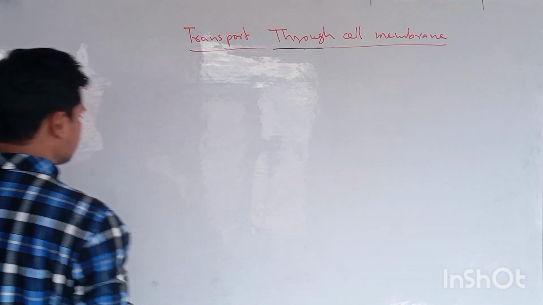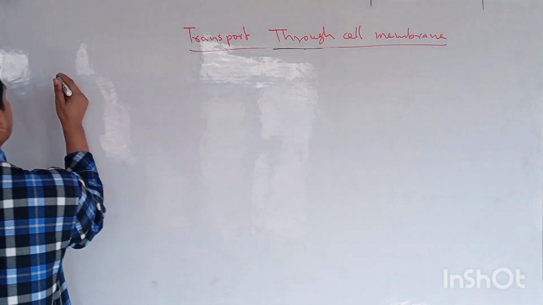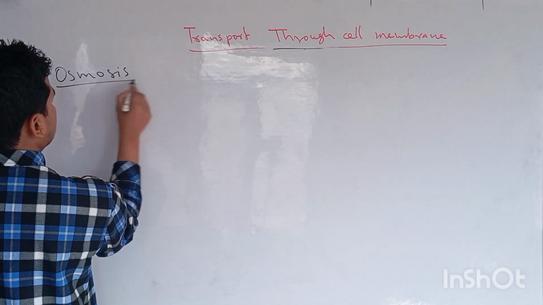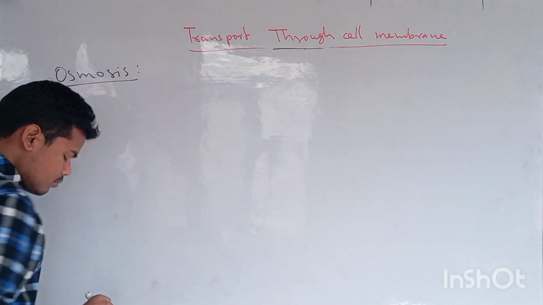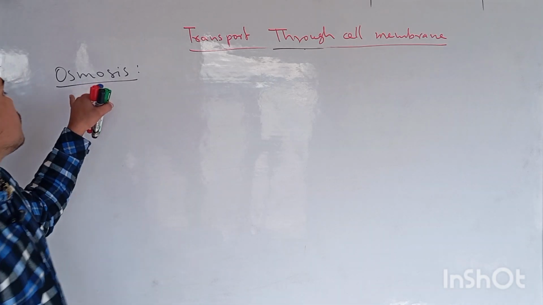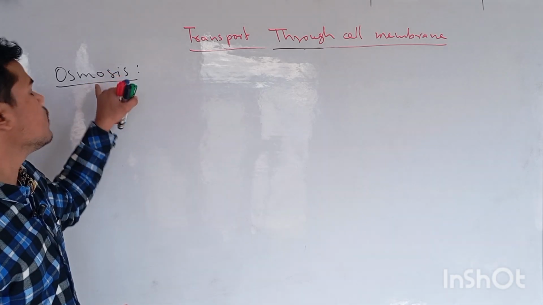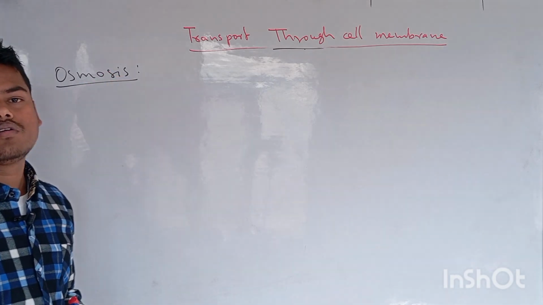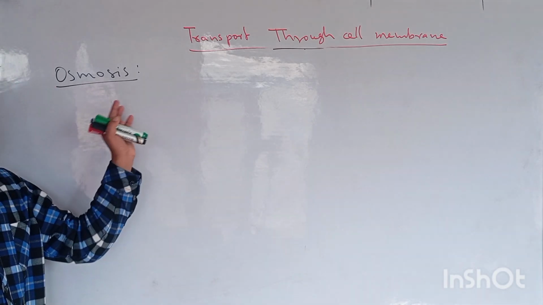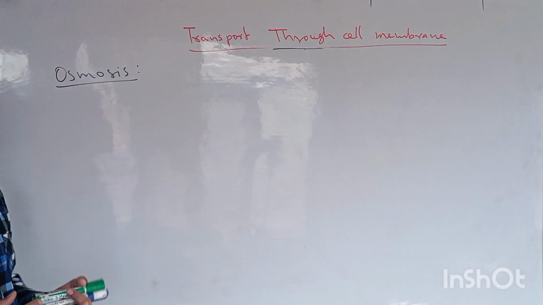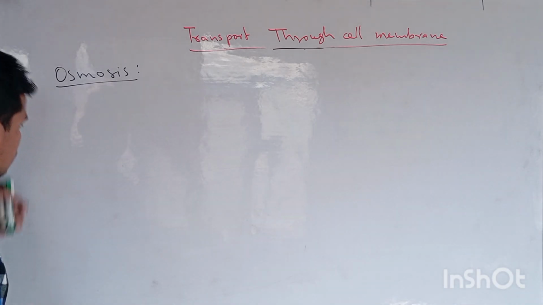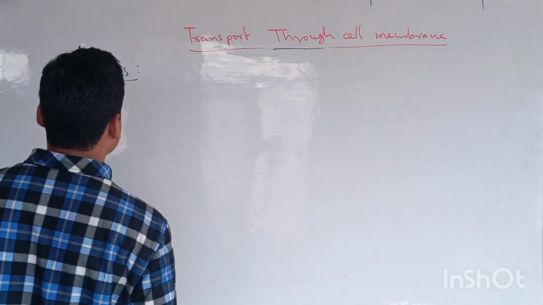Now move on to osmosis. Osmosis. Osmo mainly refers to water. It is the movement of water, or what you call a solvent, because the universal solvent is water. So let's define it first.